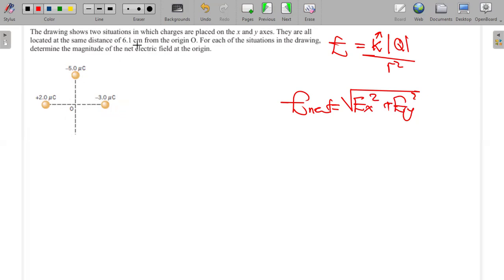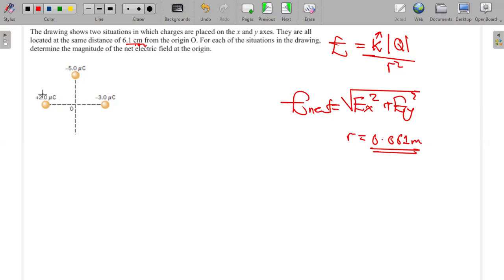First, let's convert our distance from centimeters into meters. If I divide this by 100, what distance am I going to get? What will be the value of our R? It will be 0.061. 0.061 meters. That will be our R.